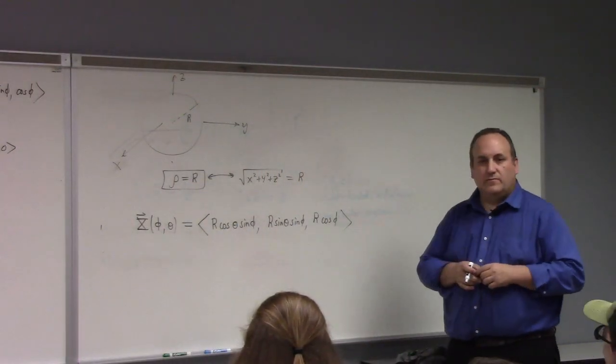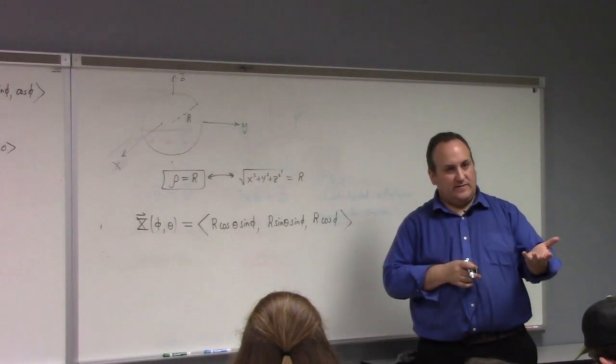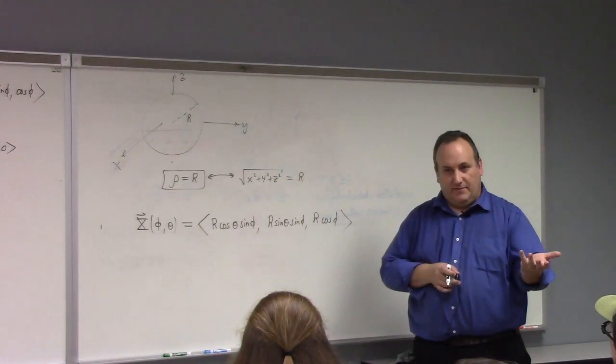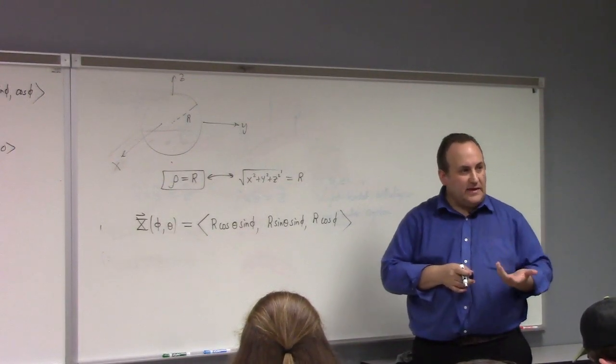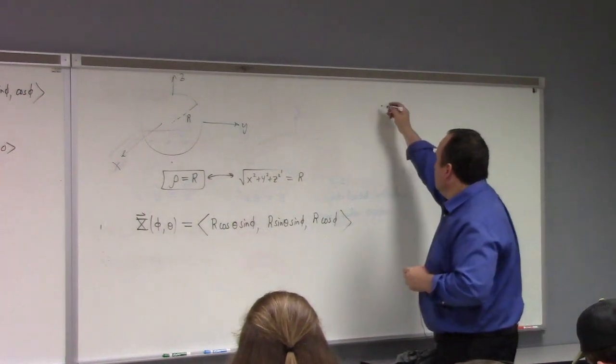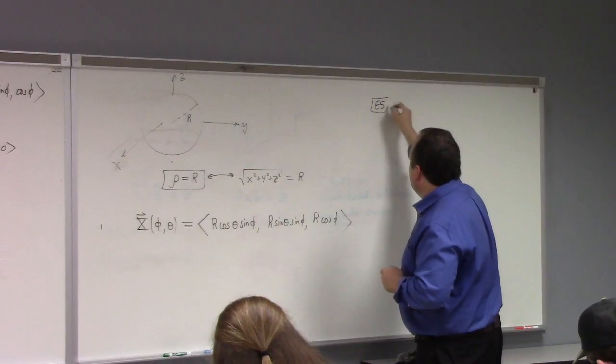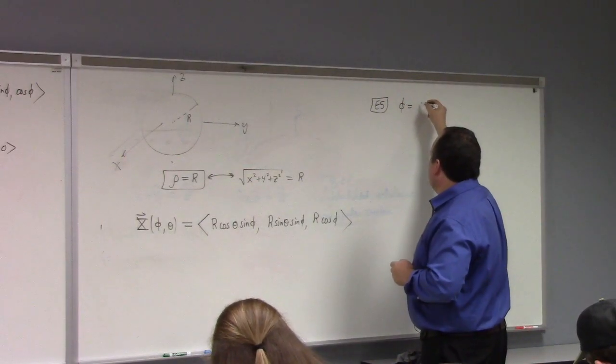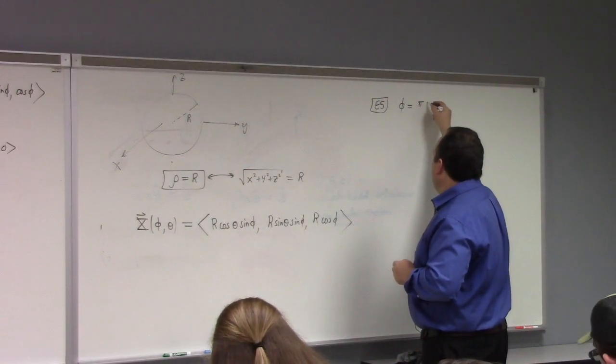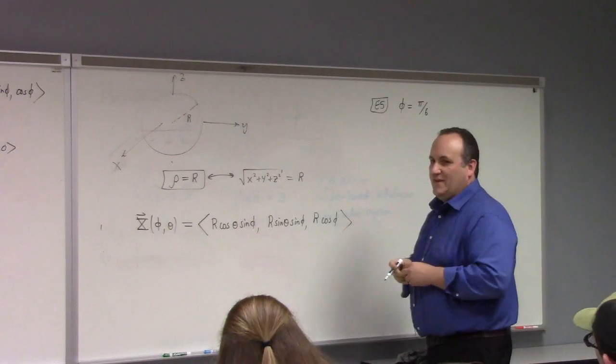So let's see here. You guys know what theta equals a constant is. It's a half plane, right? That's still true here. What would phi equals a constant be? What if I have phi equals pi over 6? What would that be?